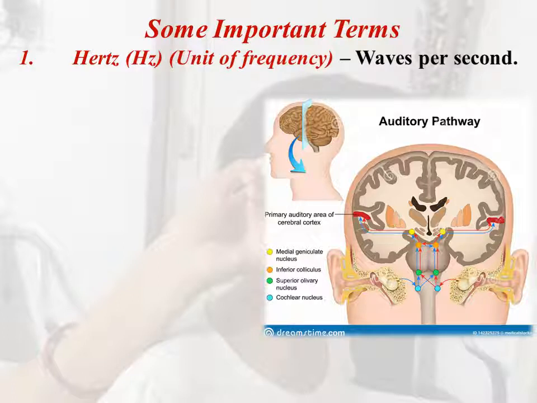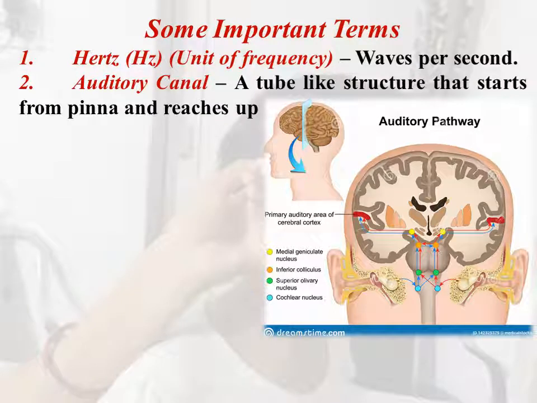Our ears cannot understand, sense or perceive sound which is less than 20 hertz or beyond 20,000 hertz. Beyond this frequency we cannot hear any sound. So where do we use hertz? Hertz is a unit of frequency. It's a measurement of frequency, that is, in 1 second how many waves of that particular sound have been created, that is hertz.